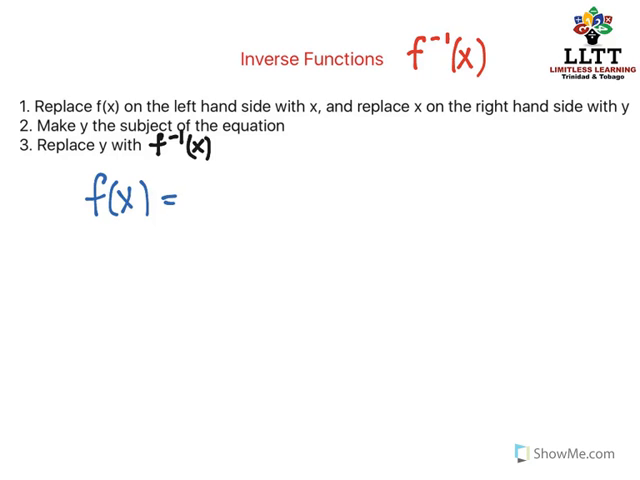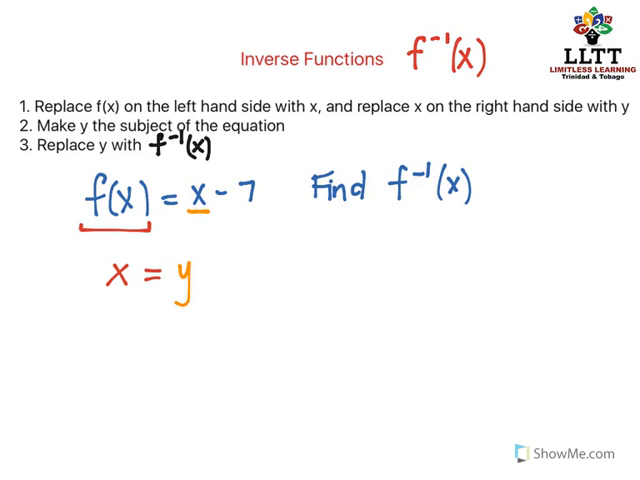So we're going to start with something relatively easy. Let's say that f of x is equal to x minus 7, and we want to find the inverse function. So we want to find f inverse of x. So we're going to follow our steps. Step 1 is on the left-hand side, which is here. We're going to replace f of x with x. So this becomes x. And on the right-hand side, we're going to replace x with y. So this becomes y minus 7. Okay, so we've done step 1.